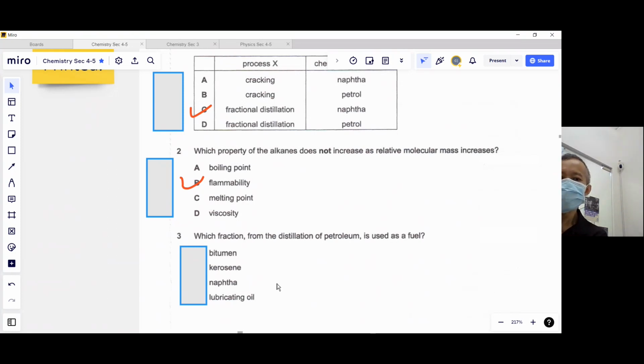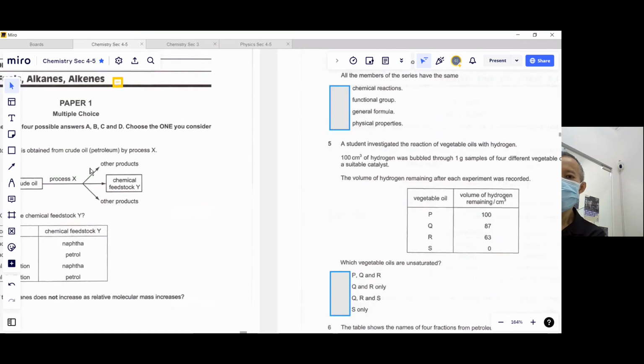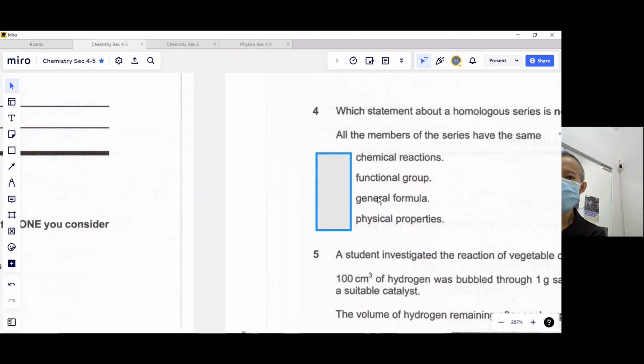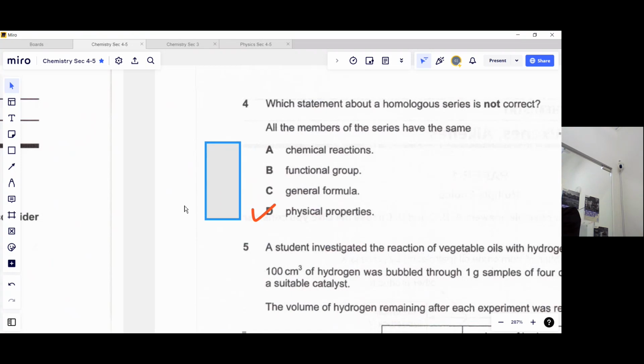Can, Bernice? Can. Number 3. Oh, better get this right. Everyone should get it right. Number 4. All members have the same chemical reactions. Combustion. All alkenes have combustion, hydrogenation, polymerization. It's not correct. So the answer is not physical properties, because physical properties change gradually.